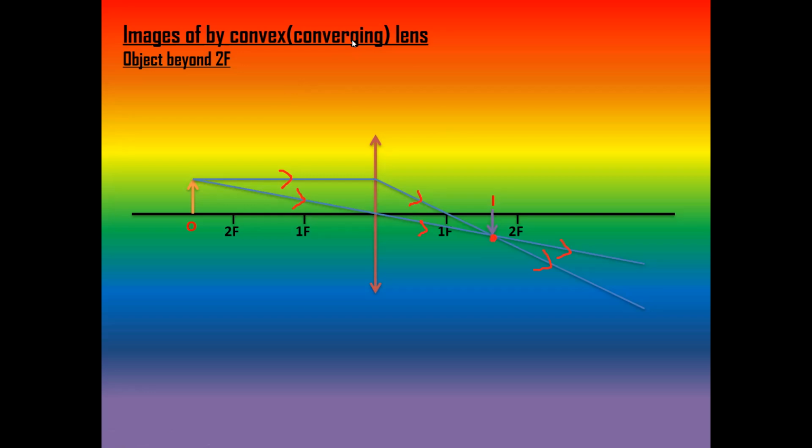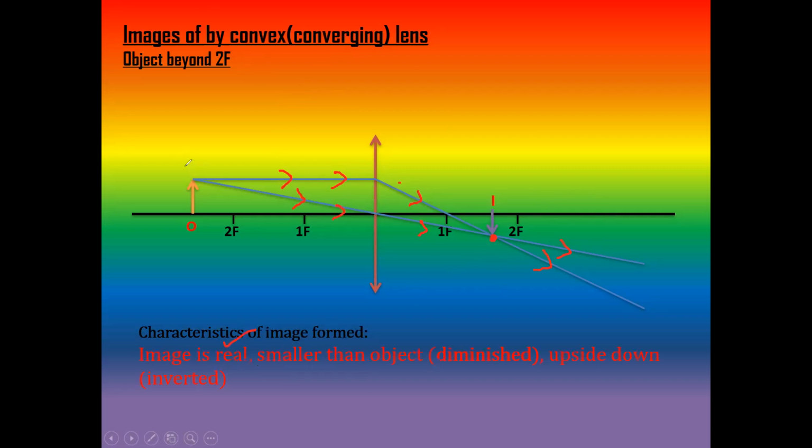And we label the image by letter I. What are the characteristics of this image? What are the features of this image? This image is real. A real image is one which can be seen on a screen, or which is actually formed by the intersection of two light rays after refraction. When the two light rays pass through the lens, they refract and combine together. That's why it is a real image.